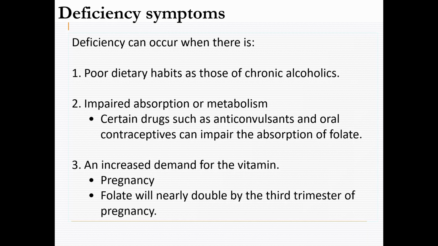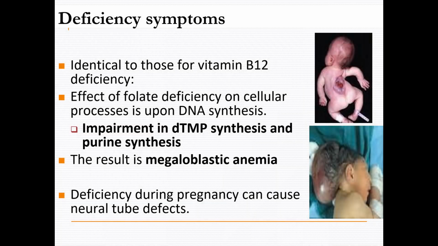Deficiency of folic acid mainly occurs with poor dietary habits, chronic alcoholism, and impaired absorption or metabolism. Certain drugs can cause folate deficiency. Increased demand, like in pregnancy, can cause folate deficiency. Deficiency of folate can impair thymidine monophosphate synthesis and purine synthesis, which can result in megaloblastic anemia. And these are pictures of neural tube defects, which are due to deficiency of folate in pregnancy.